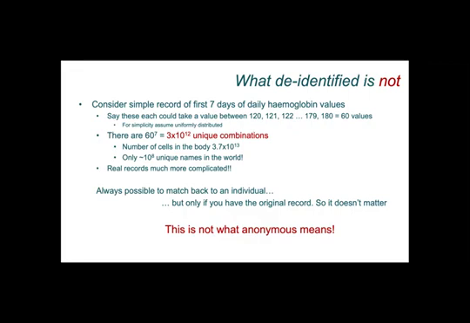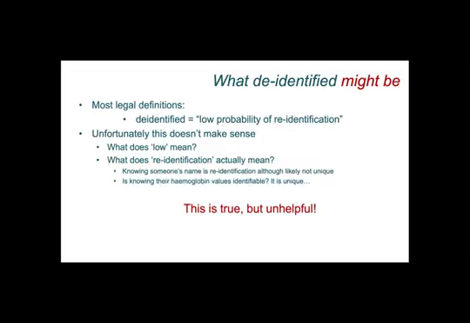Let's just think about 7 days of daily hemoglobin values, right? Which are integer values over a range, maybe 120 to 180. Assuming, and this isn't true, but they're uniformly distributed, we've got 10 to the 12 unique combinations immediately, and there's only 10 to the 8 unique names in the world, right? And real medical records are much more complicated than this. So this is not what anonymous means, but it doesn't matter. The fact that it's possible to match back to an individual does not matter because you don't have the original record, so it's irrelevant. But yet, this is what most people think that de-identification means.